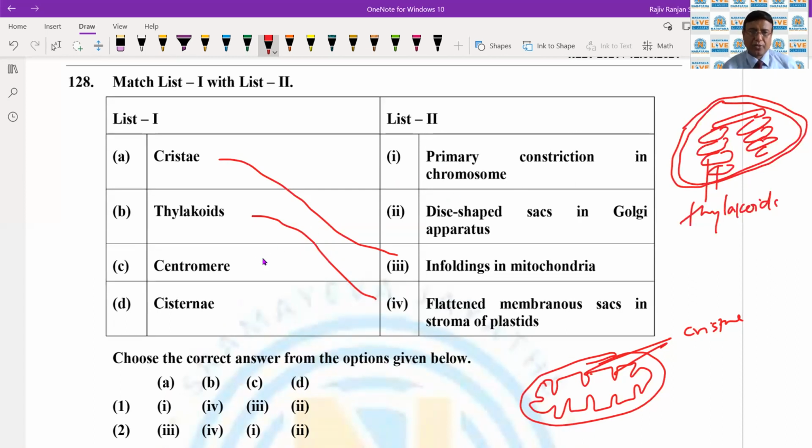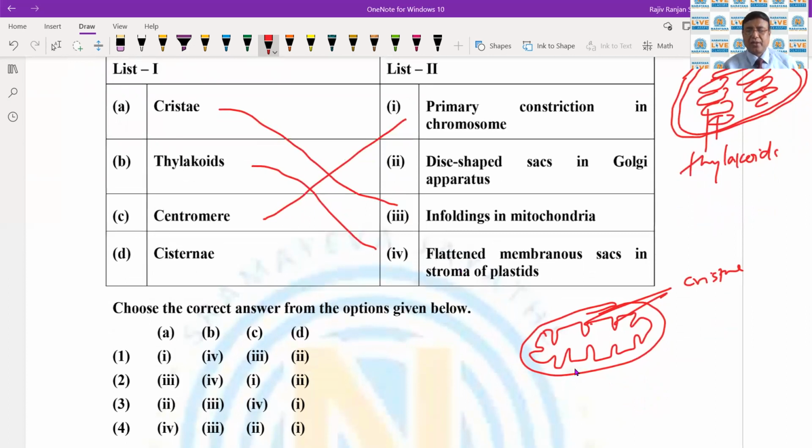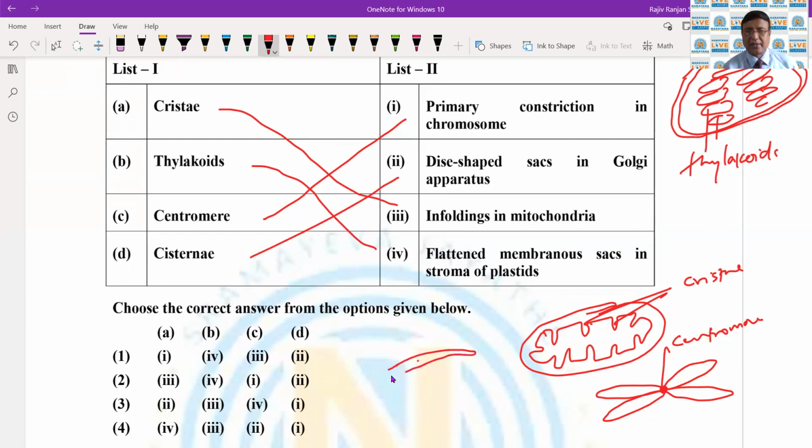Centromere is a primary constriction in chromosome. So here it goes with 1. So if we see a chromosome, we find an area that holds the 2 chromatids, and even while the chromatids are not formed, it holds the 2 arms. So this area is called centromere. And the cisternae are the disc-shaped sacs in Golgi apparatus. So it goes with 2. So cisternae are structures like this. These are cisternae of Golgi body.